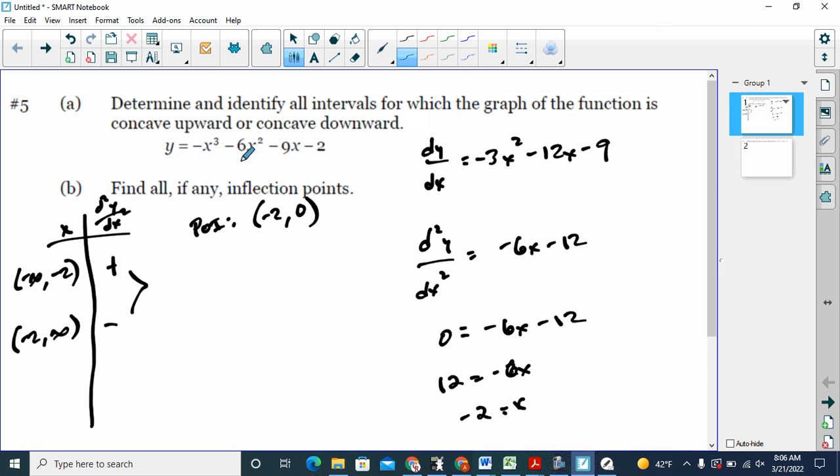Part A wants the intervals where the function is concave up or concave down. Concave up just means second derivative is positive. So we are concave up when the second derivative is positive, which is negative infinity to negative 2. And concave down when the second derivative is negative, which is negative 2 to infinity.